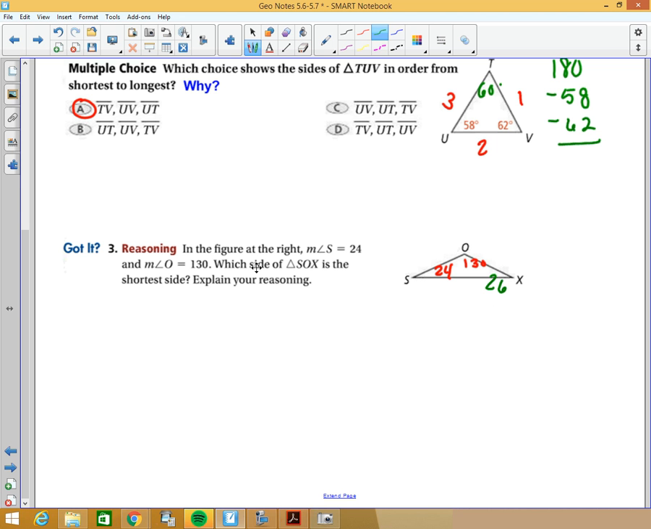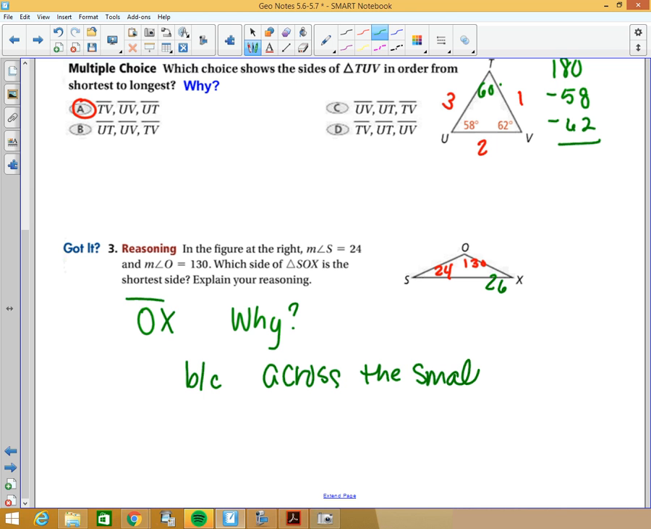Now it's going to ask which side of triangle SOX is the shortest side. Which one is going to be the shortest side? OX. Now the next thing it says is explain your reasoning. So why is OX the shortest side? Because it is across from what? The smallest angle, right? And that would be angle S. Yes?